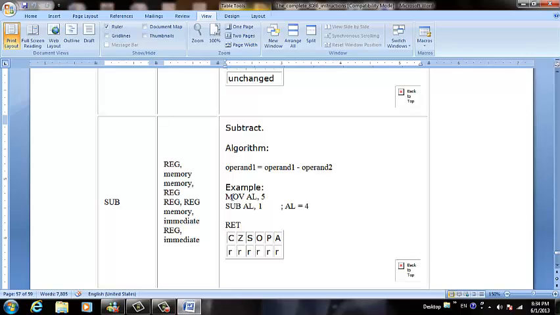See the example: move AL with 5, we loaded the low byte of the accumulator with 5, and we subtract AL with 1. That means we subtract 1 from the contents of AL, and the result will be AL equals 4.